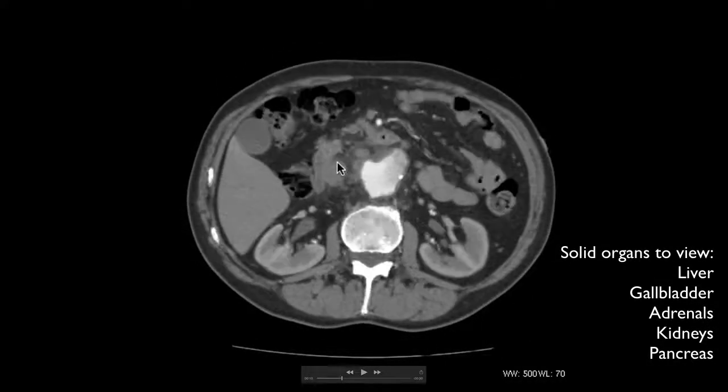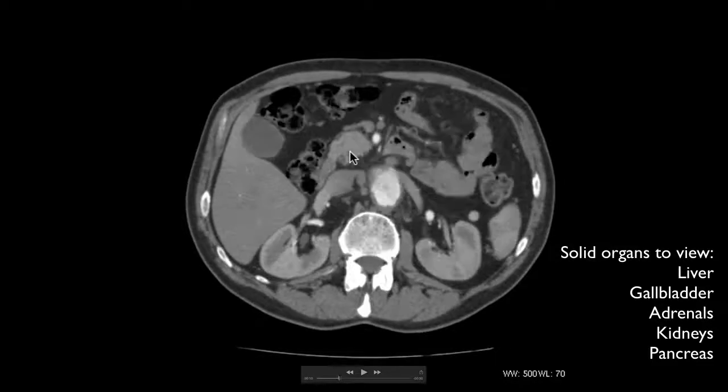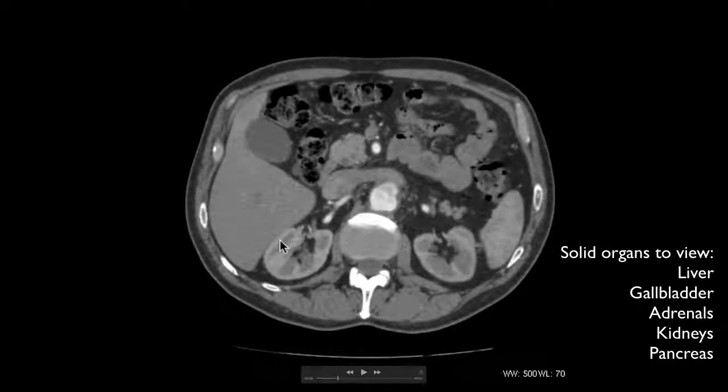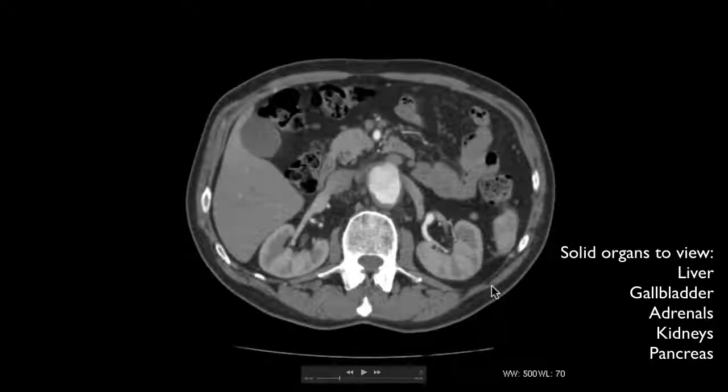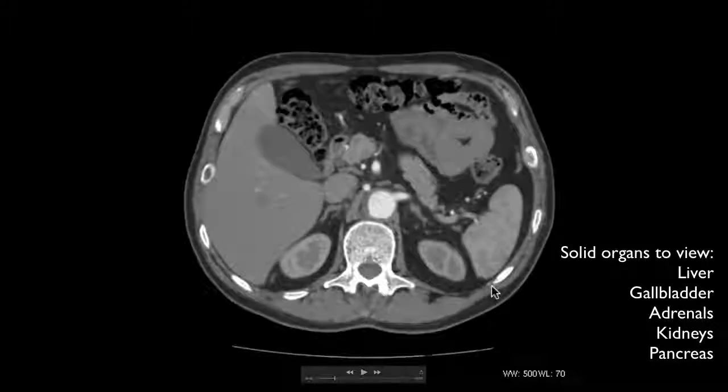Also look at the duct size, because an enlarged pancreatic duct can often be a secondary sign you've got some pathology going on in the pancreas. So that's useful. And then last of all, the spleen.